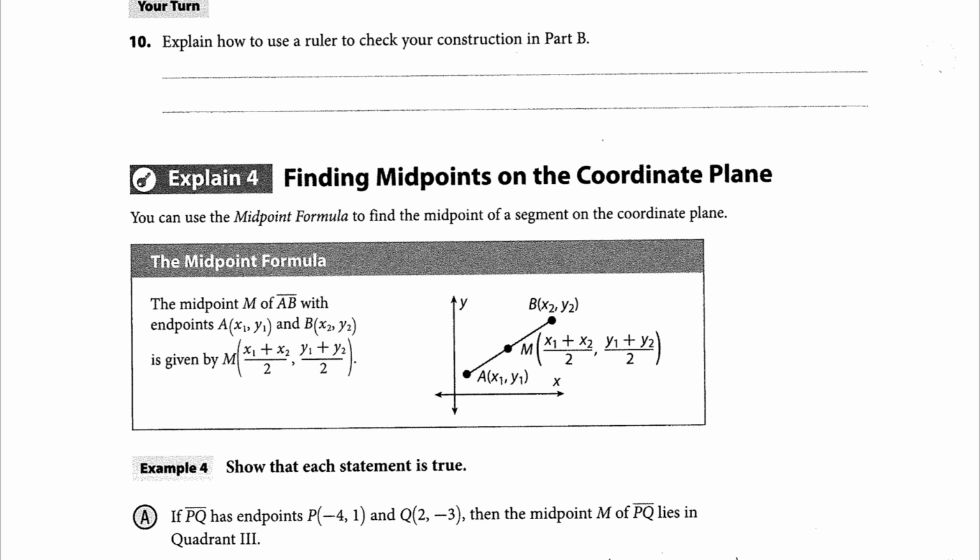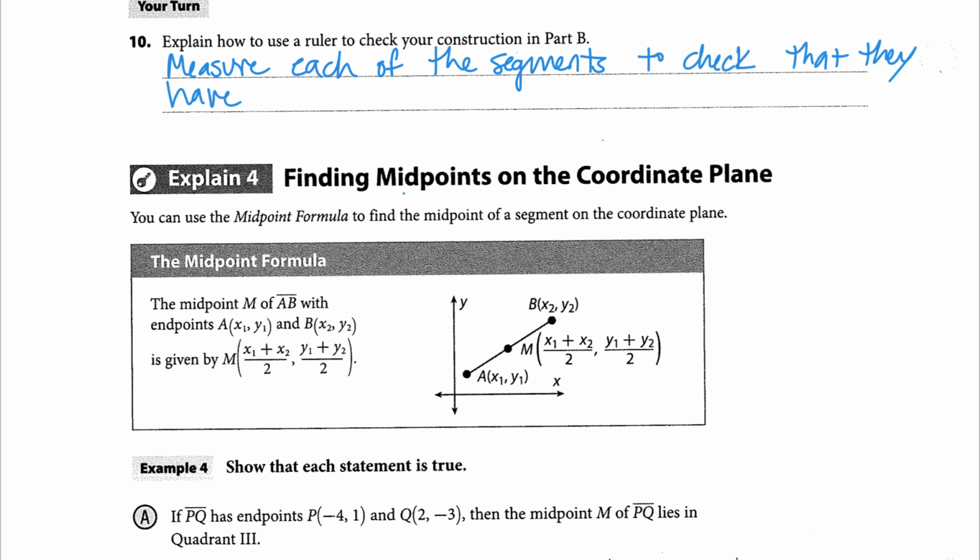Explain how to use a ruler to check your construction in part B. We would measure each of the segments to check that they have a length that is half as long as the original segment.